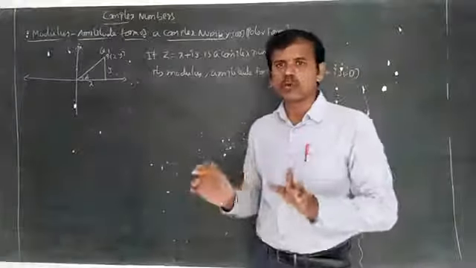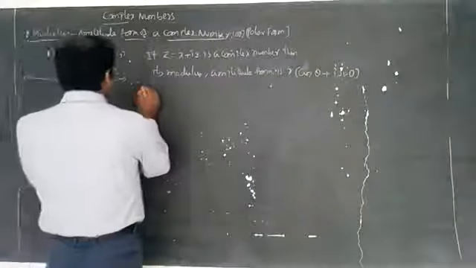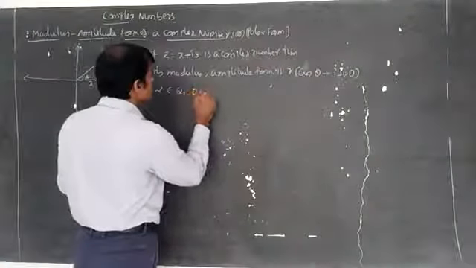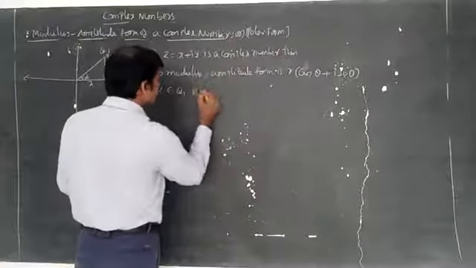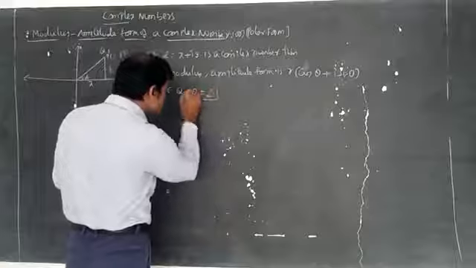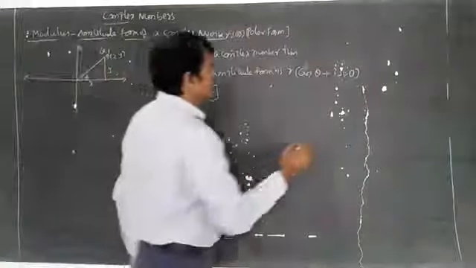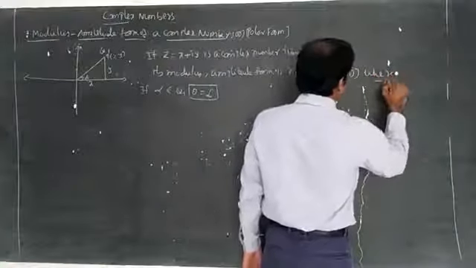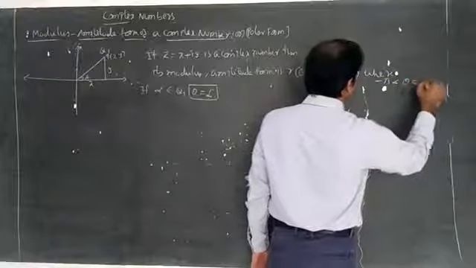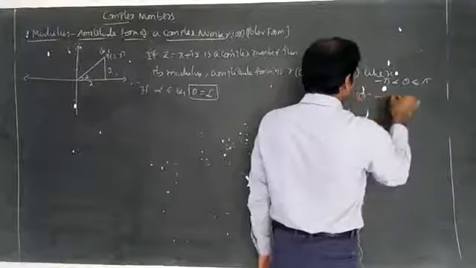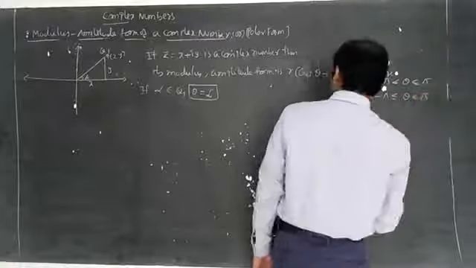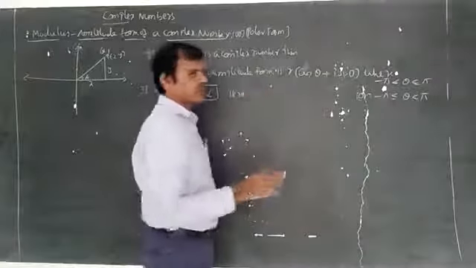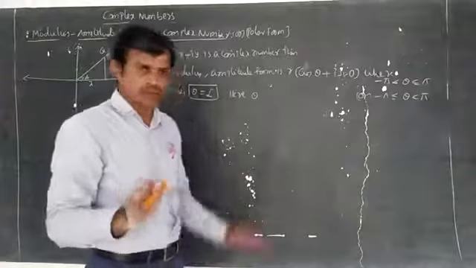Both are positive, so no problem. If alpha belongs to Q1, then theta is equal to alpha. This is the formula. Here you should write where minus pi less than theta less than or equal to pi, or minus pi less than or equal to theta less than pi. Here theta is called the amplitude. Amplitude is nothing but angle or argument.